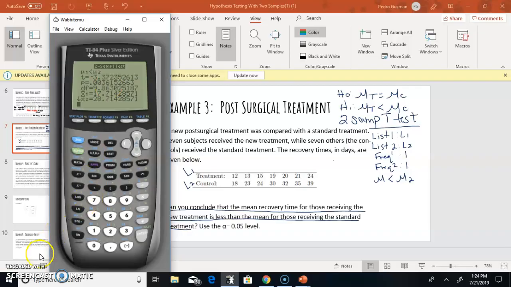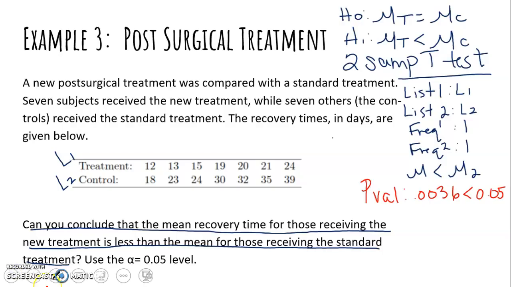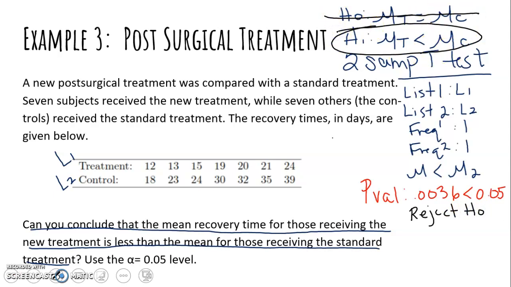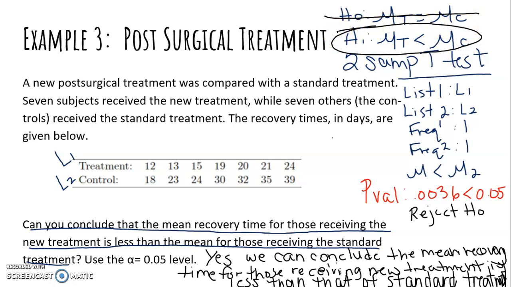0.0036. So our p-value, 0.0036, is less than our significance level of 0.05, so we are going to reject the null. And if we reject the null, that means there's enough evidence to support the claim. So can you conclude that the mean recovery time for those receiving the new treatment is less than the mean for those receiving the standard treatment? Yes. We can conclude the mean recovery time for those receiving new treatment is less than that of standard treatment.